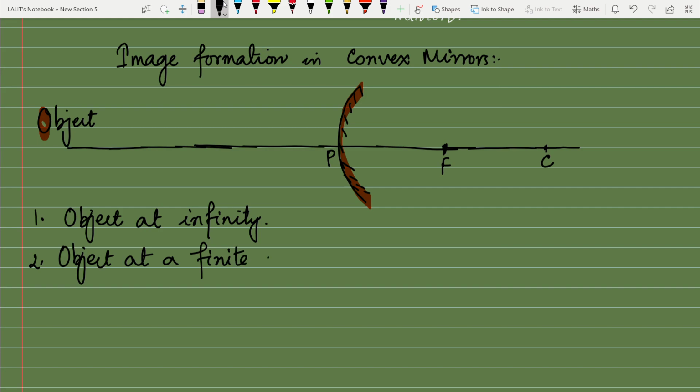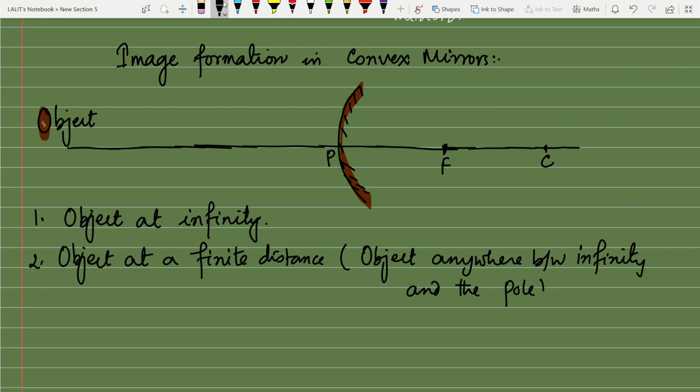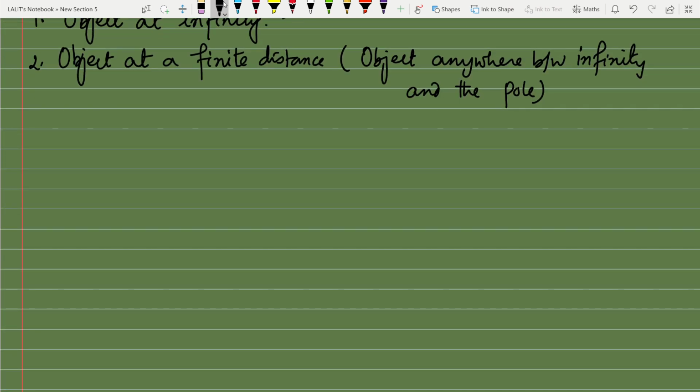Object at a finite distance means object anywhere between infinity and the pole. So let us take the first case, object at infinity. Draw a convex mirror. We can draw the principal axis. This is the principal axis now. Pole, focus and center of curvature.